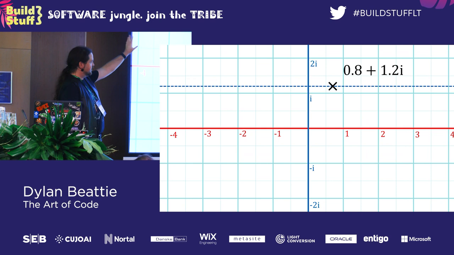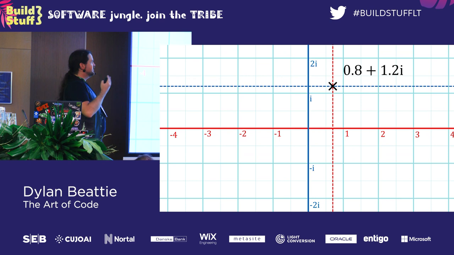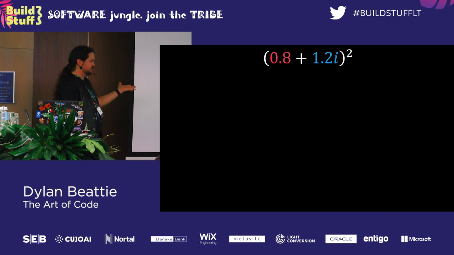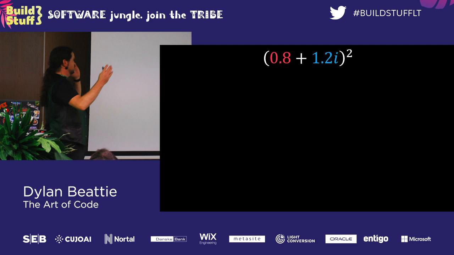And we can actually do equations with these. So let's take this number, 0.8 plus 1.2i, and we want to just multiply this number by itself and see what we get. Now, I've color-coded the numbers here. The real parts are red, the imaginary parts are blue. And this is basically high school arithmetic with imaginary stuff in it.